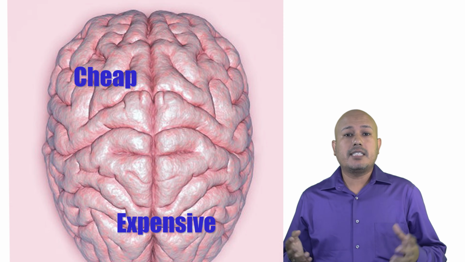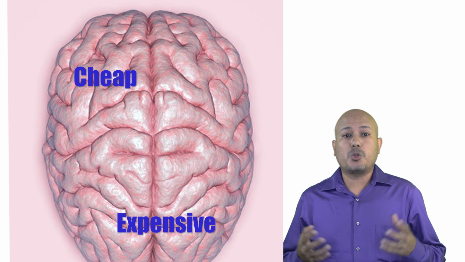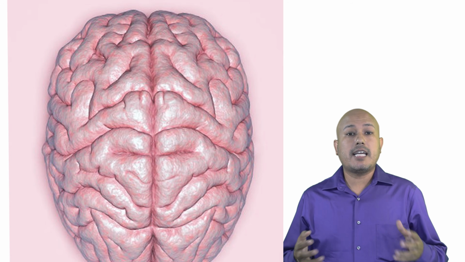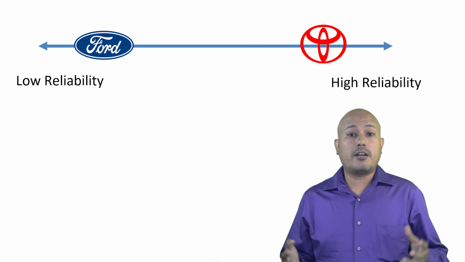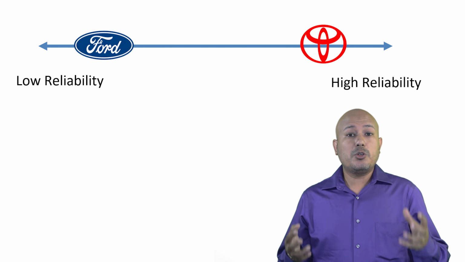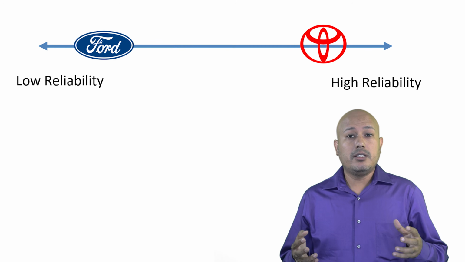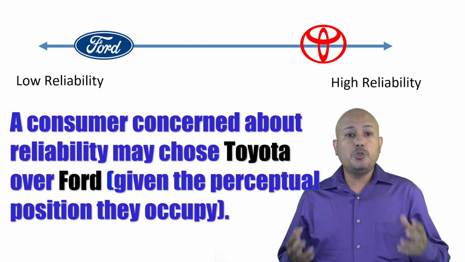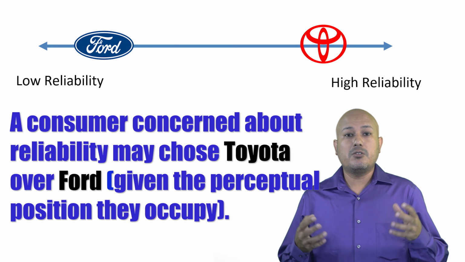Let's think about another example about two car manufacturers, Toyota and Ford. When comparing Japanese car manufacturers with American car manufacturers, there might be a perception in the general consumer's mind that Japanese car manufacturers like Toyota are more reliable than Ford. So if reliability were a factor, then the consumer would choose Toyota over Ford.